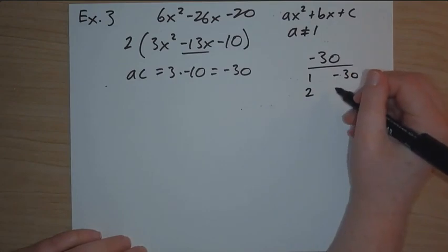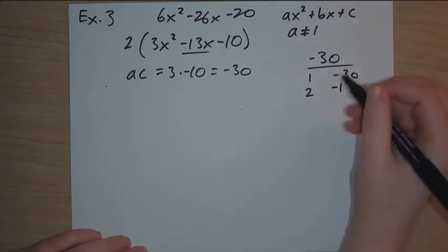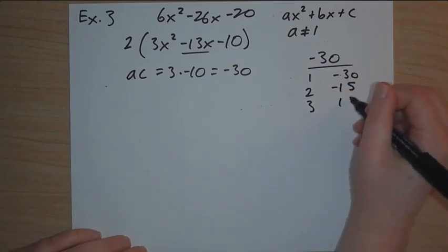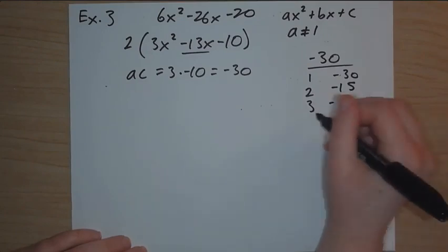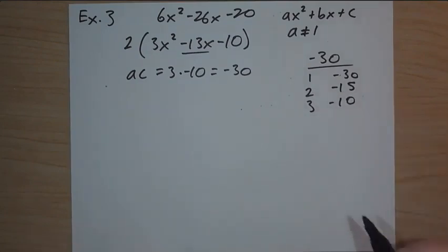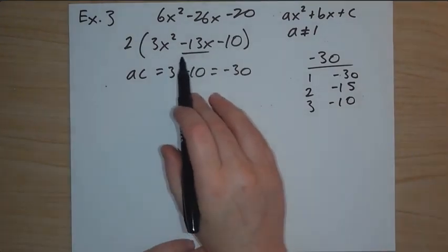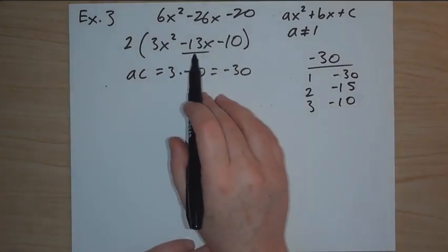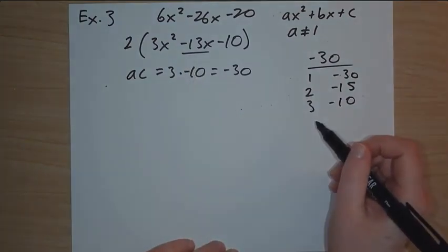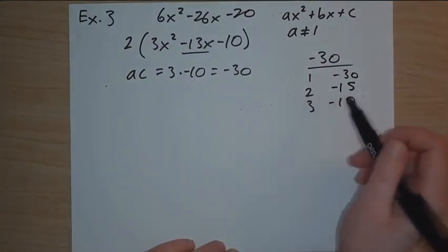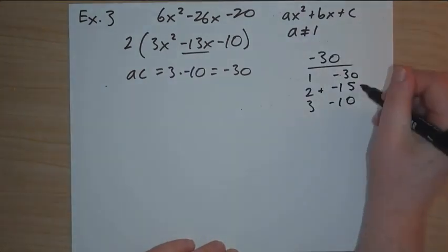We have 2 and maybe negative 15, which could switch sides. And we have 3 and 10. Each one could be negative. Doesn't have to be the 10, but one of them has to be negative, the other has to be positive. So, which one adds to negative 13? Well, let's see, 2 plus negative 15 is going to give us negative 13.